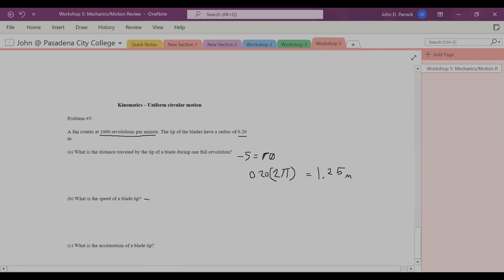You notice a lot of these motion problems follow a similar path. They ask you first about position, and then maybe about speed, and then maybe about acceleration. That's a really logical and easy way to go through a problem, because the velocity is the derivative of the position, and the acceleration is the derivative of the velocity. They're stacked on top of each other in one way, and you can go back and forth between them. The easiest way is usually position, speed, and then acceleration. So what is the speed of the blade tip? I'll leave this one for you to do.